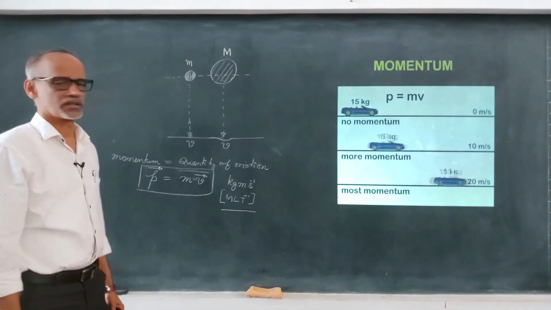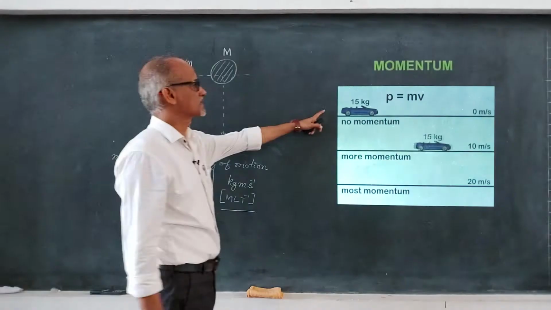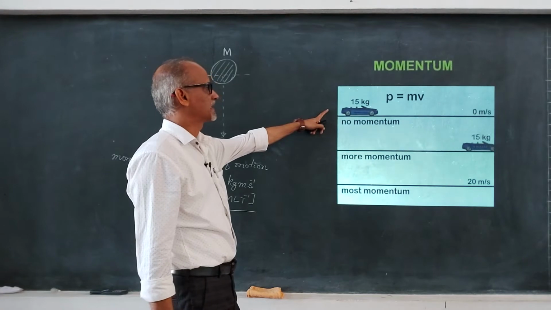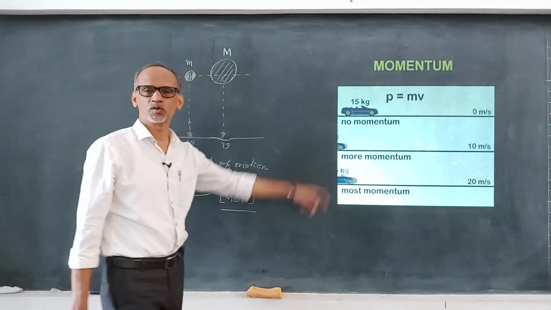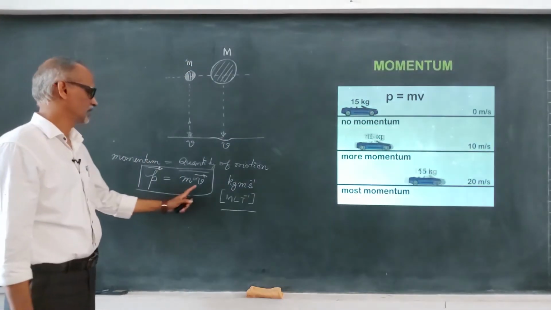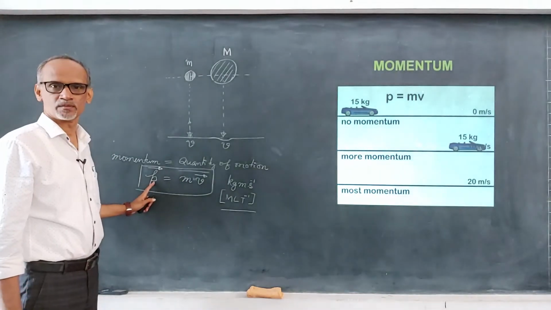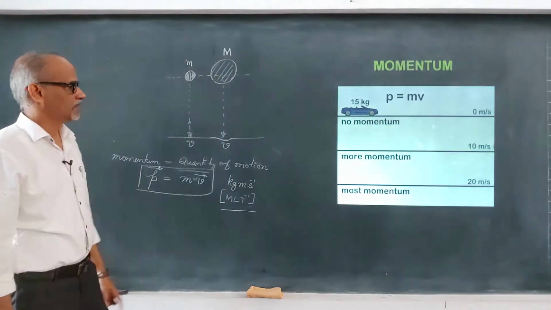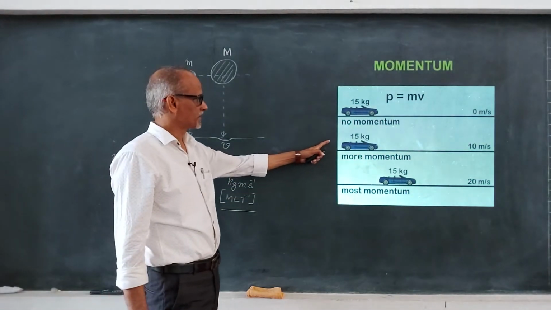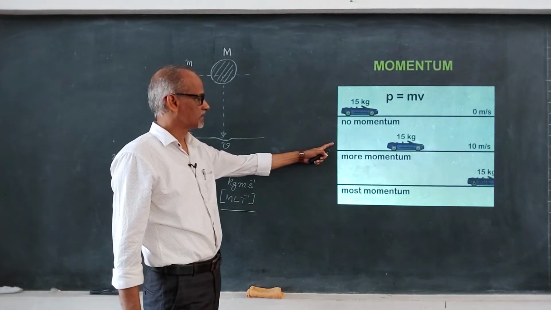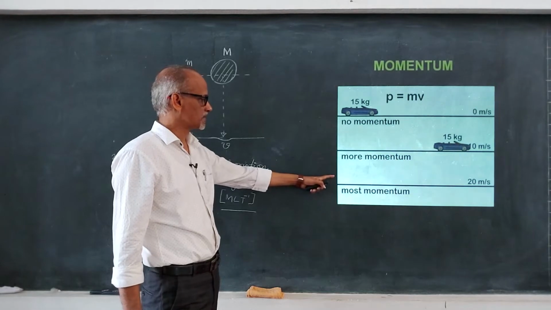See this illustration. In the first illustration, the car is at rest. So, there is no momentum. Why is there no momentum? Because velocity is 0, momentum also becomes 0.